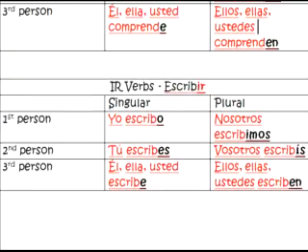IR verbs, and again, I've intentionally chosen a different verb than the book has, escribir, and you will notice it is very, very similar to both AR and ER verbs, more like ER verbs. Escribir means to write. Yo escribo, tú escribes, él escribe, ella escribe, usted escribe. Nosotros escribimos. Vosotros escribís. Ellos escriben.